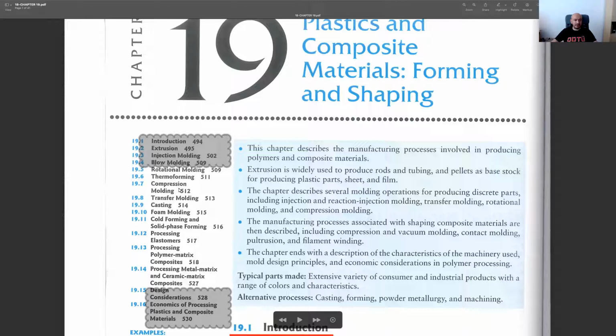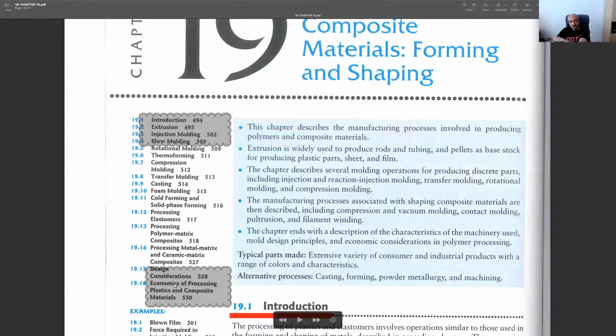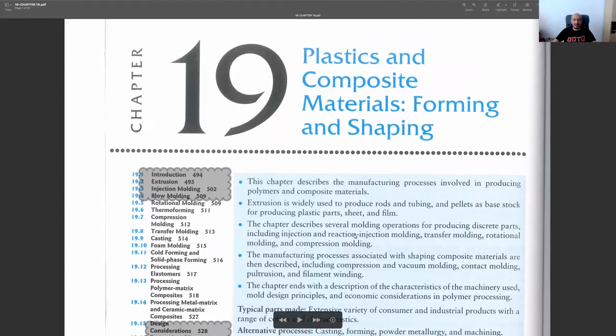19. And as you see, it will be a brief chapter. You are not responsible for most of the contents. I will be describing extrusion, injection molding, and blow molding. Later, I will briefly talk about some design considerations and economics. Then we will be done with chapter 19.